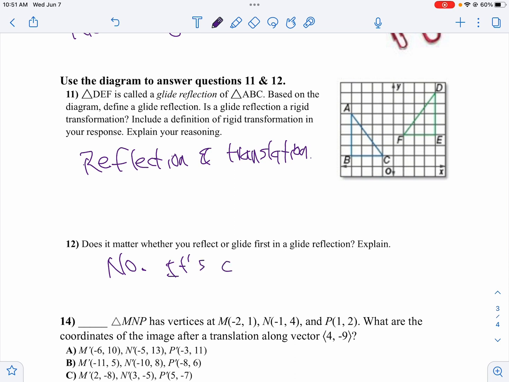It's commutative. That is, if I slide it first, so they match up, then I flip it, that actually might be easier to see.